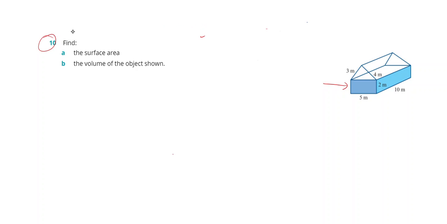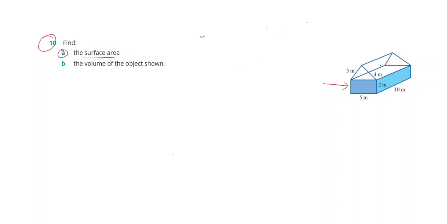This is for further maths. We're going to look at question 10 from exercise 17F. So we're still on surface area volume problems. So 10A is find the surface area of this shape. So surface area, remember, is the parts that are exposed to the outside.